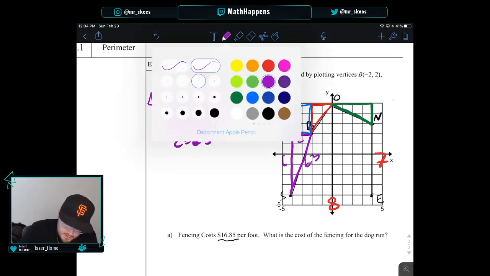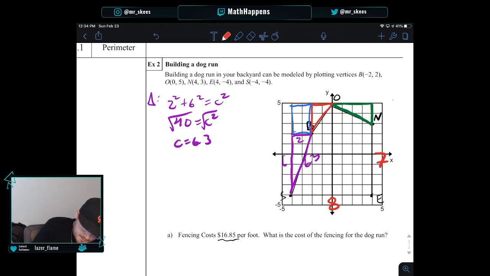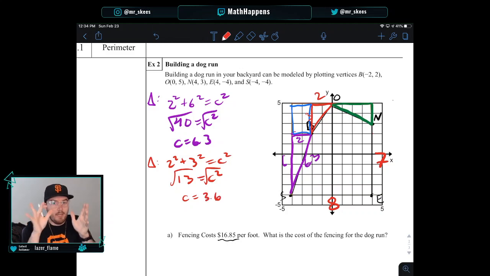And then there's this small red triangle. So let's figure out what's going on there. That's 2 by 1, 2, 3. So 2 squared plus 3 squared equals c squared. So 4 plus 9 is 13. And the square root of 13 is 3.6. Now, I hope I haven't lost you with what I'm doing here, right?